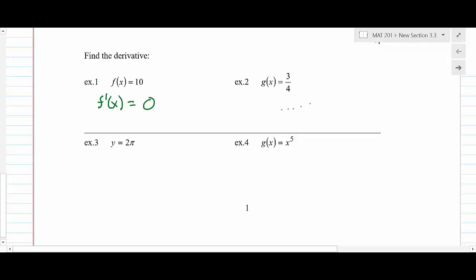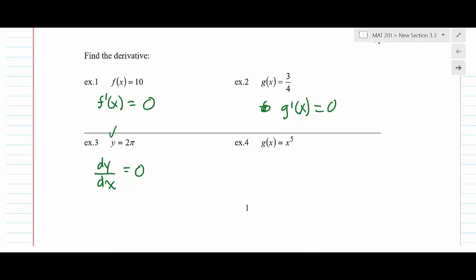g of x equals 3/4. What's the derivative? 0. Again, 3/4 is a constant. There's no variable in it. The next one, we have y. This time I'm going to use Leibniz notation, just for something different. If I want to represent the derivative in Leibniz notation, I say the derivative of y, that's the function, with respect to x. I'm just assuming it's x. What's the answer? 0. 2 pi is a constant, right? Pi is not a variable, it's a number. So those are easy.